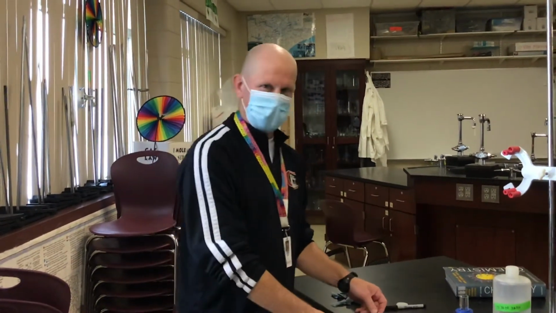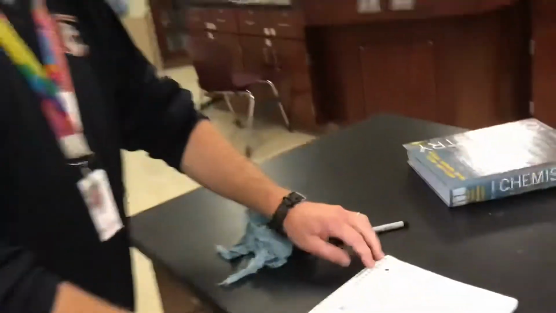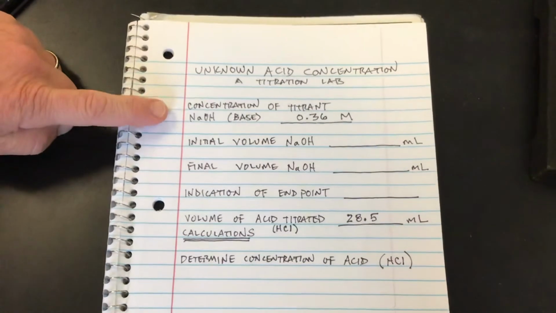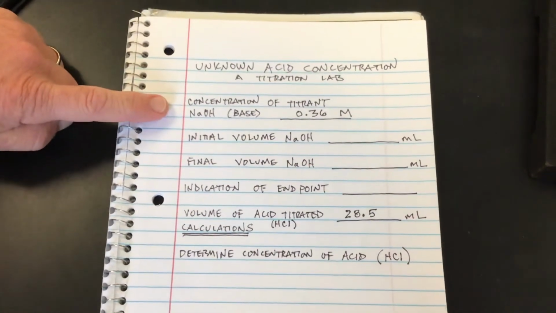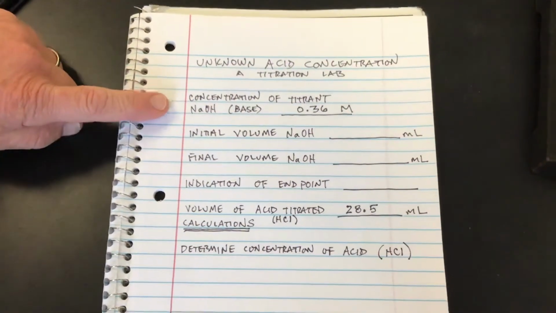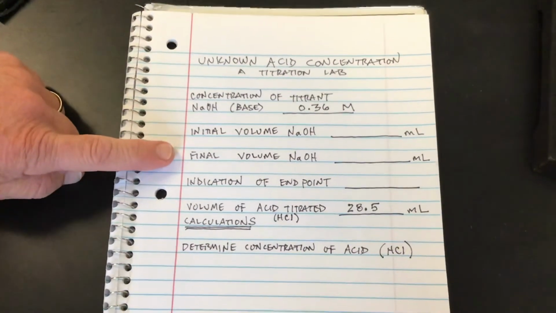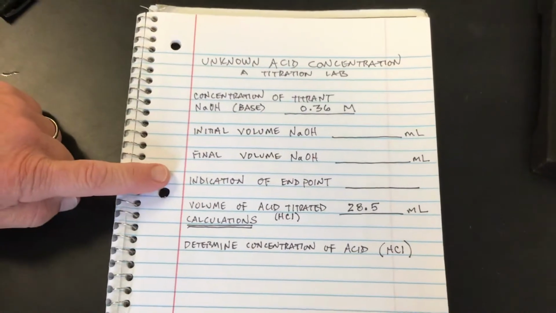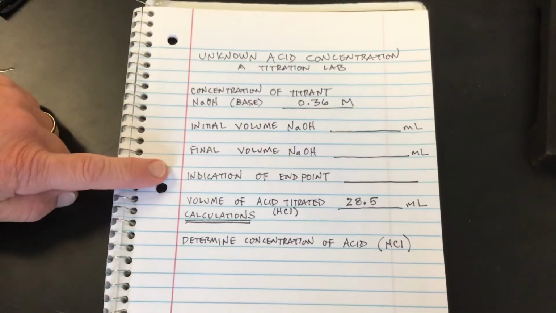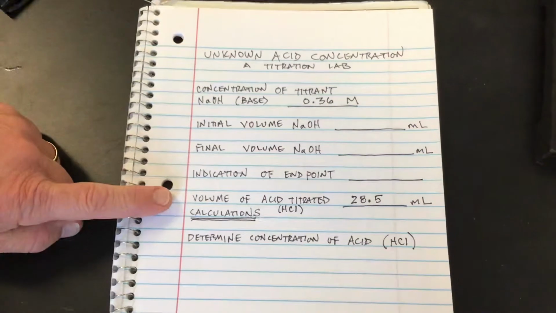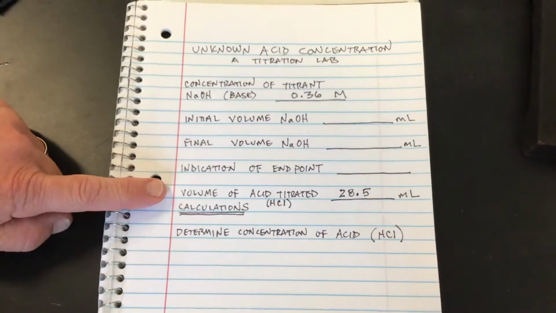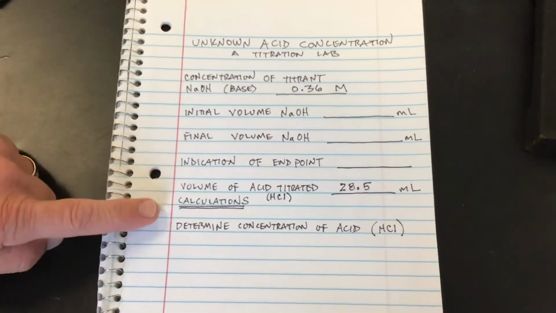First, you need to set up a lab notebook. In your lab notebook, you need to title the lab. Then you need to write down the concentration of our titrant. We're using NaOH, a base, of this molarity. We'll need an initial volume measurement, a final volume measurement, and an indication of the endpoint, which will just be a virtual piece of data that you add. And then we're going to start with 28.5 milliliters of hydrochloric acid of unknown concentration. And then you'll need some space for calculations down below here.